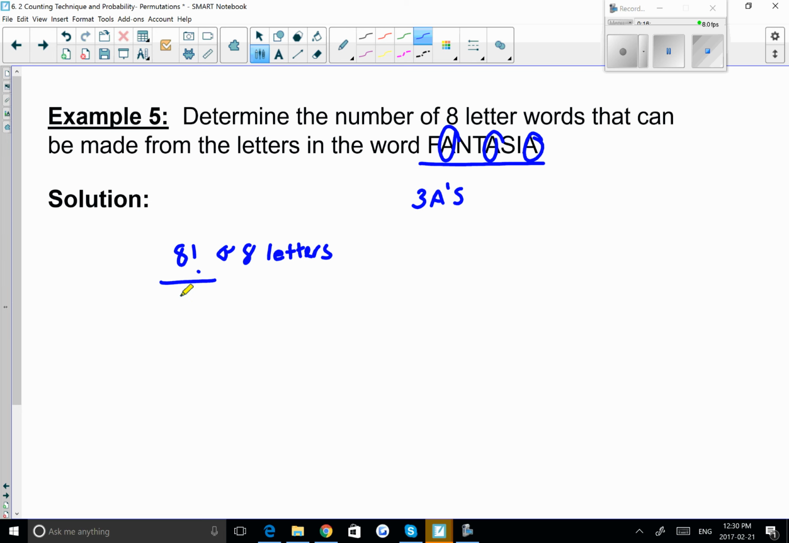And divide it by the duplication. So those are the 3 A's. So 8 factorial divided by 3 factorial is 6,720. So that's how many ways I can rearrange the word fantasia. Before I go to example 6, I'm going to do another example like this, which is example 7.